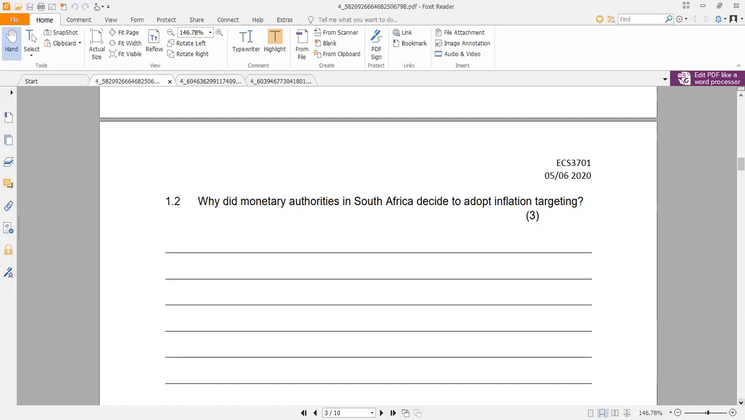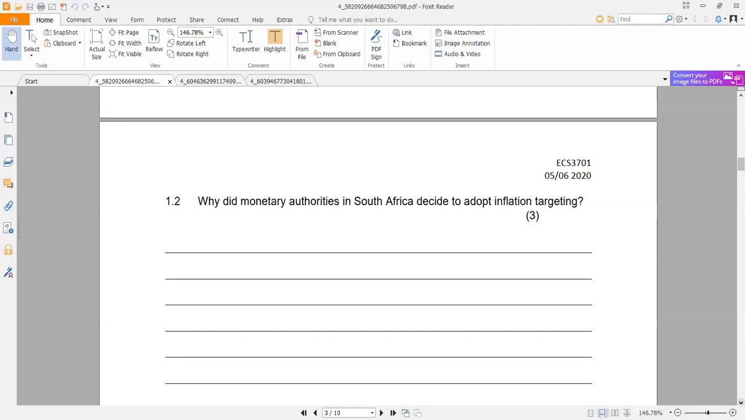Why did the monetary authorities in South Africa decide to adopt inflation targeting? As I said, these questions are very intertwined year after year. You cannot separate the years, but they just twist the question. The 2019 question was more general, asking why the monetary authorities decide to adopt inflation targeting. Now we are being specific: why did the South African Reserve Bank decide to adopt inflation targeting.